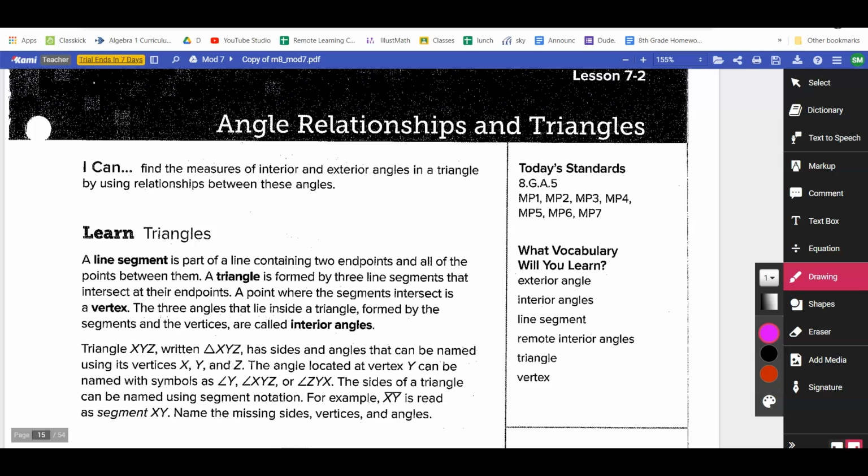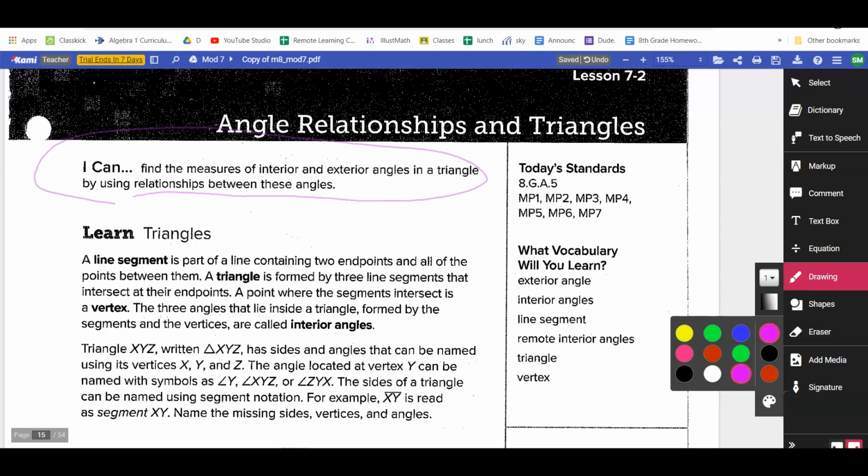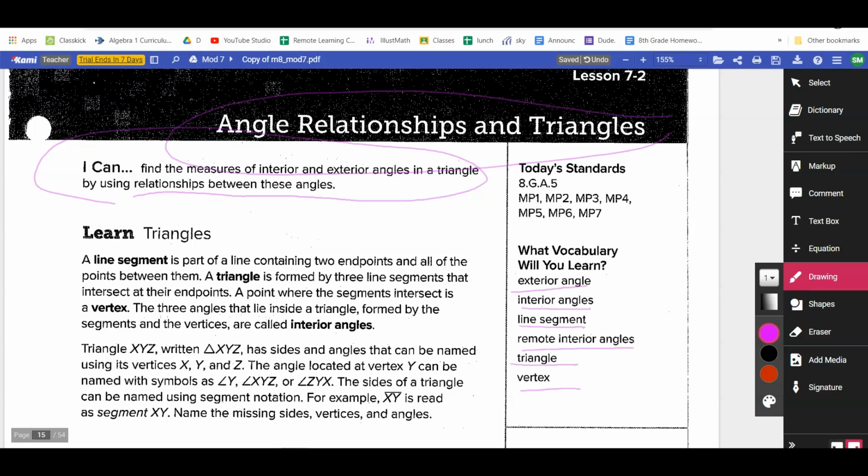Angle relationships and triangles. This is lesson 7-2. Today you're going to find the measure of an interior and exterior angle in a triangle by using relationships between these angles, which is pretty cool. So you're going to take a look at your actual triangle. We do triangles today, not parallel lines, not the other fun stuff. But we deal with exterior angles, interior angles, line segments, remote interior angles, triangle, and vertex. A lot. So now, a line segment.